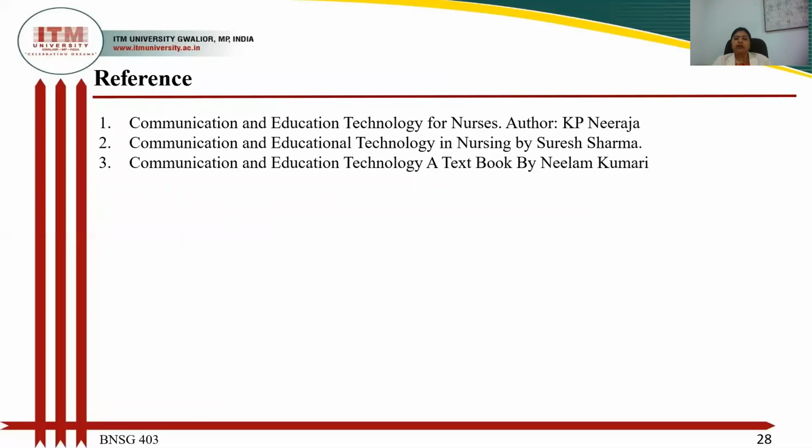So these were our references: KP Neeraja, Suresh Sharma, and Neelam Kumari. These are a few of our references. Now I'll quickly revise both of the classes which I have done.